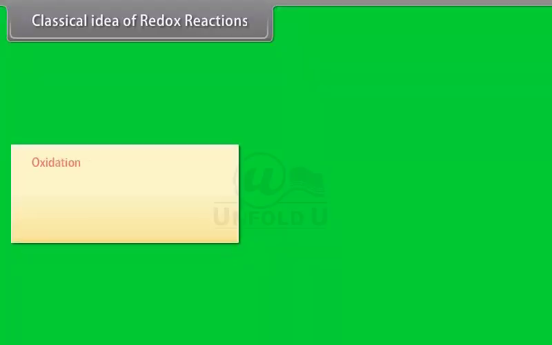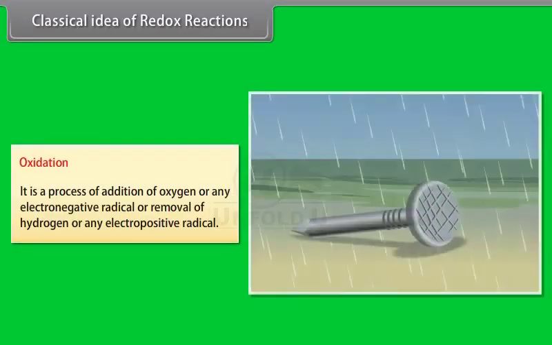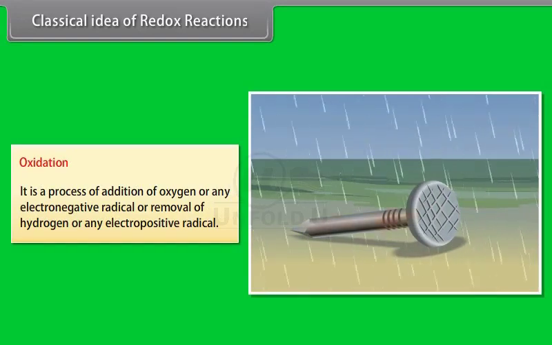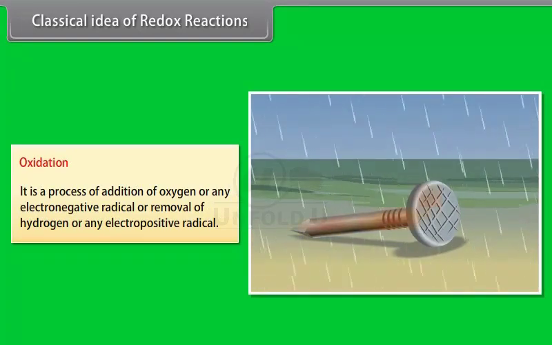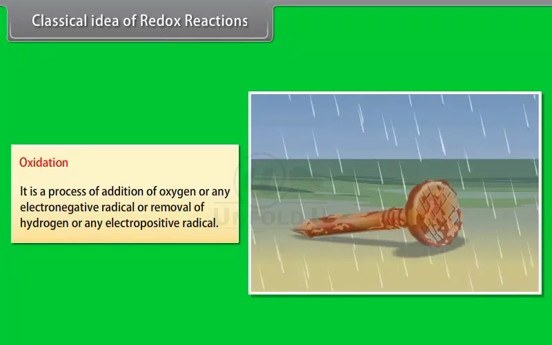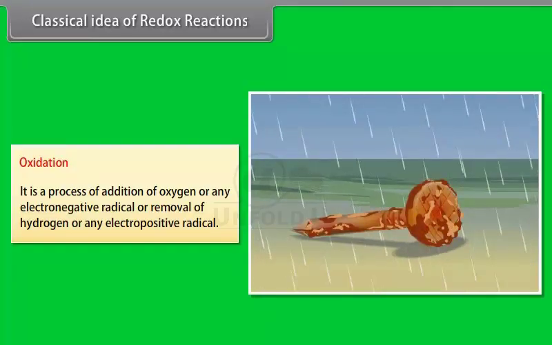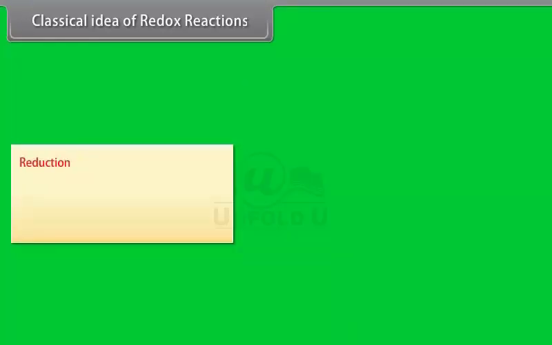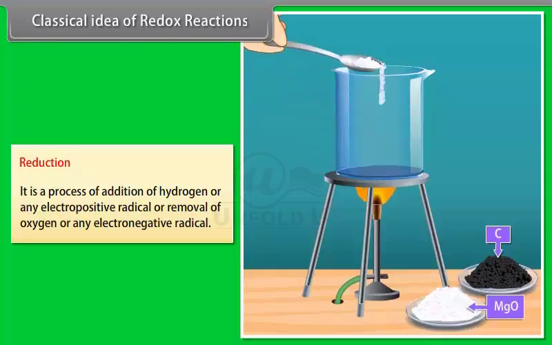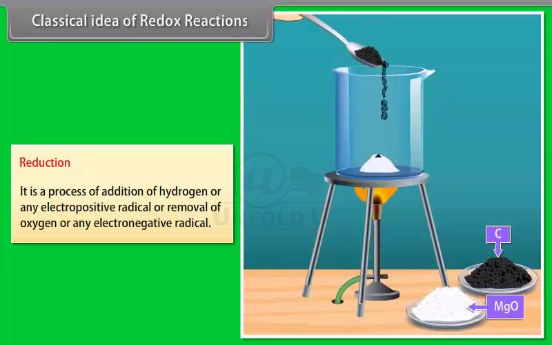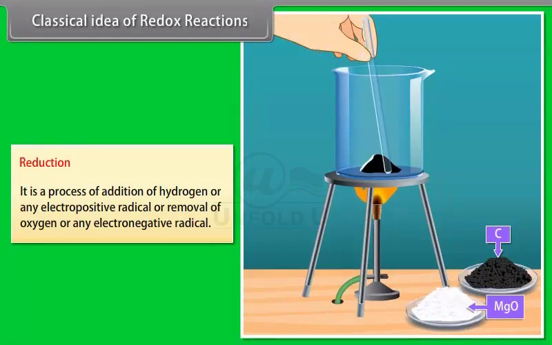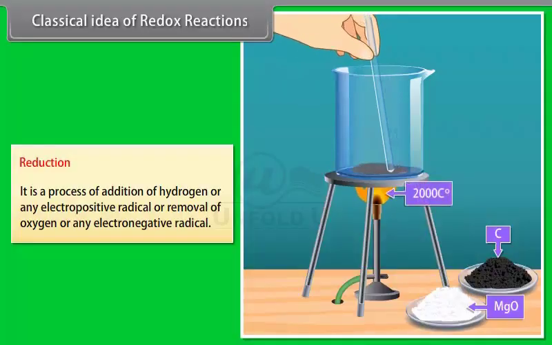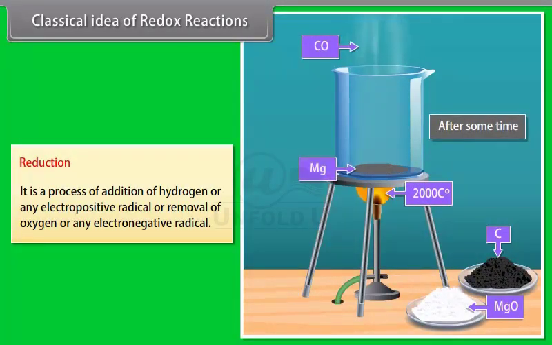Classical idea of redox reactions. Oxidation. It is a process of addition of oxygen or any electronegative radical or removal of hydrogen or any electropositive radical. Reduction. It is a process of addition of hydrogen or any electropositive radical or removal of oxygen or any electronegative radical. Let us take some examples for better understand the redox reaction.